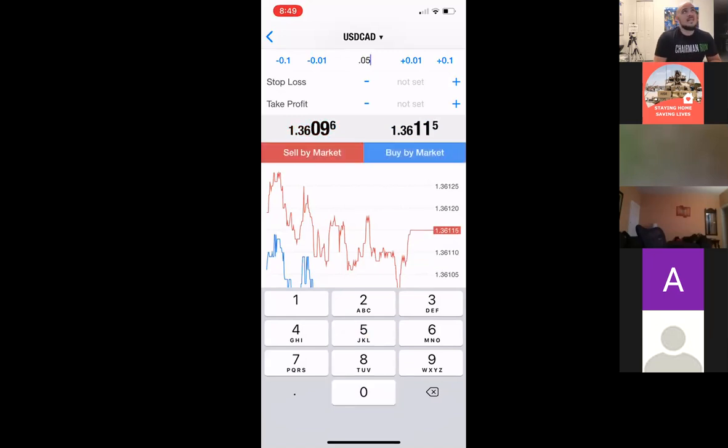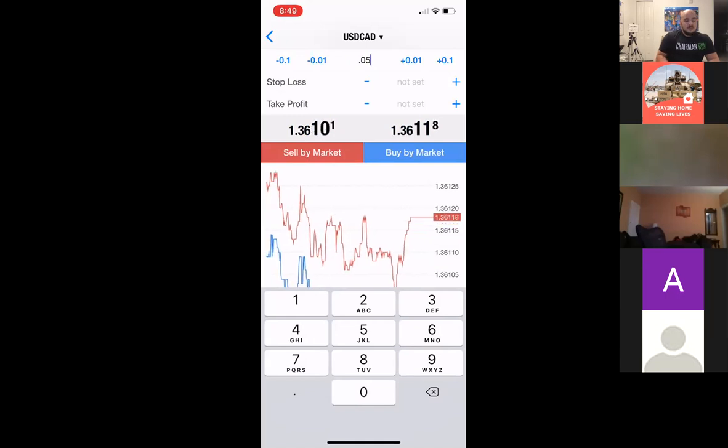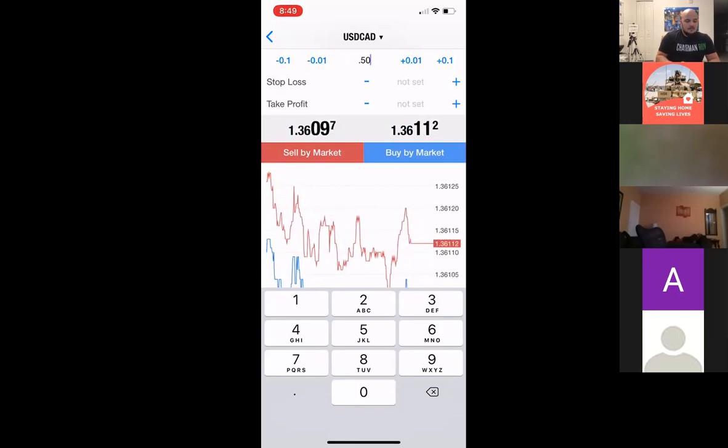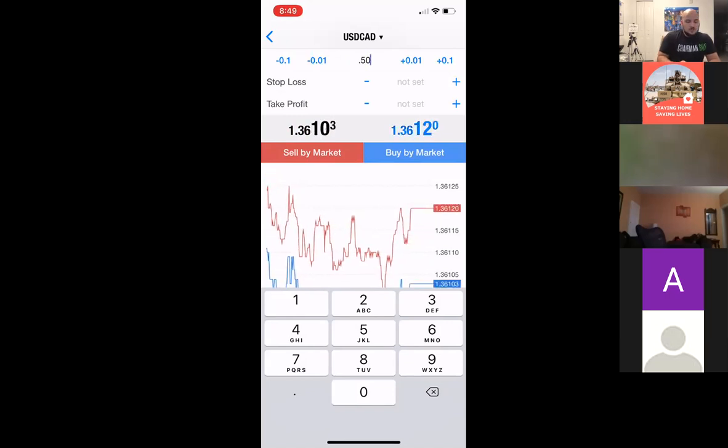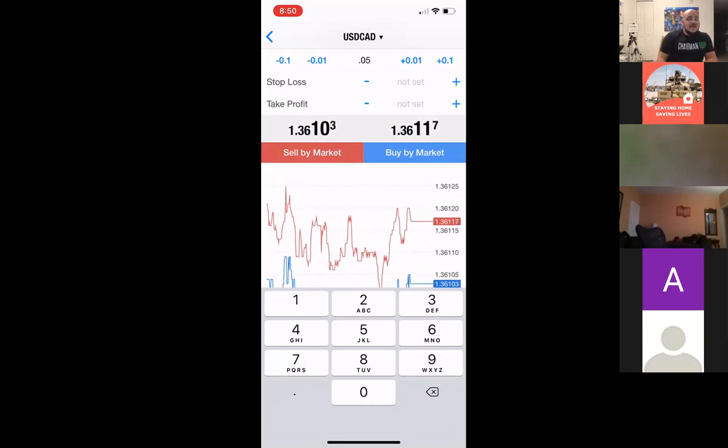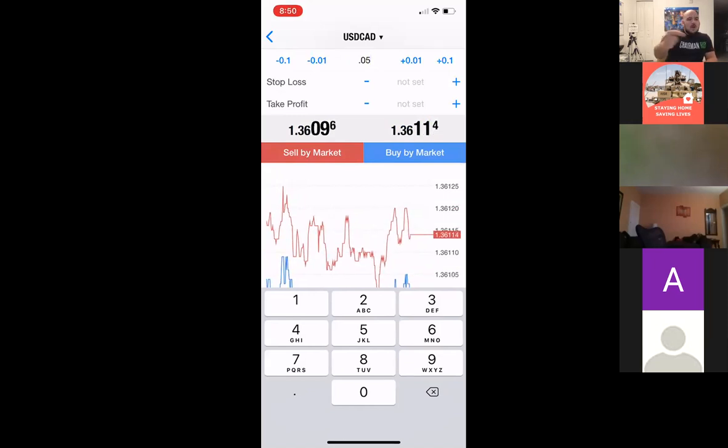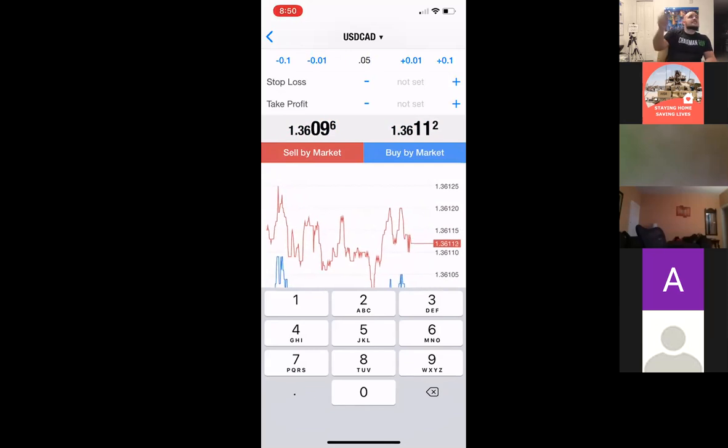Okay. Now, the reason I like you guys to practice demo is because when you hear 50 cents a pip, tell me that's not what you want to type in, right? Of course it is, because that's what's intuitive, but that's actually $5 a pip, my friends. So what you want to make sure you're doing is 0.05, right? That's 50 cents.